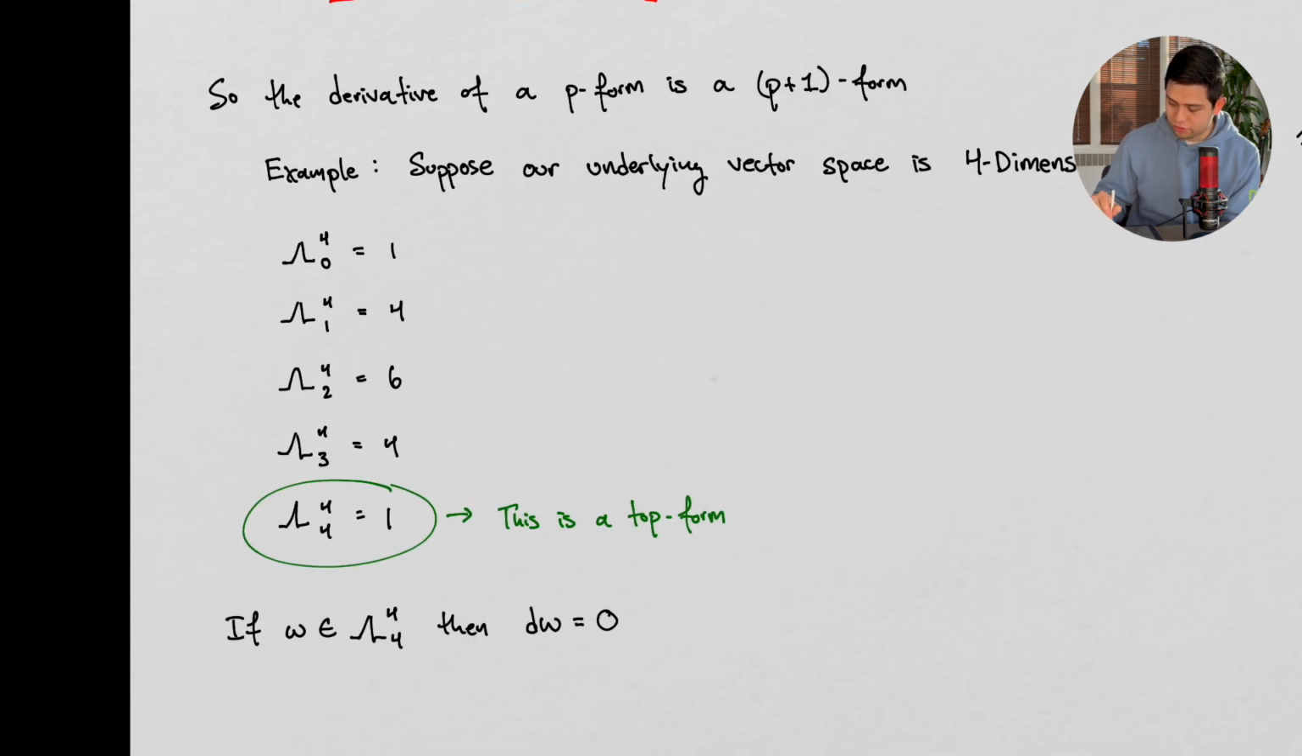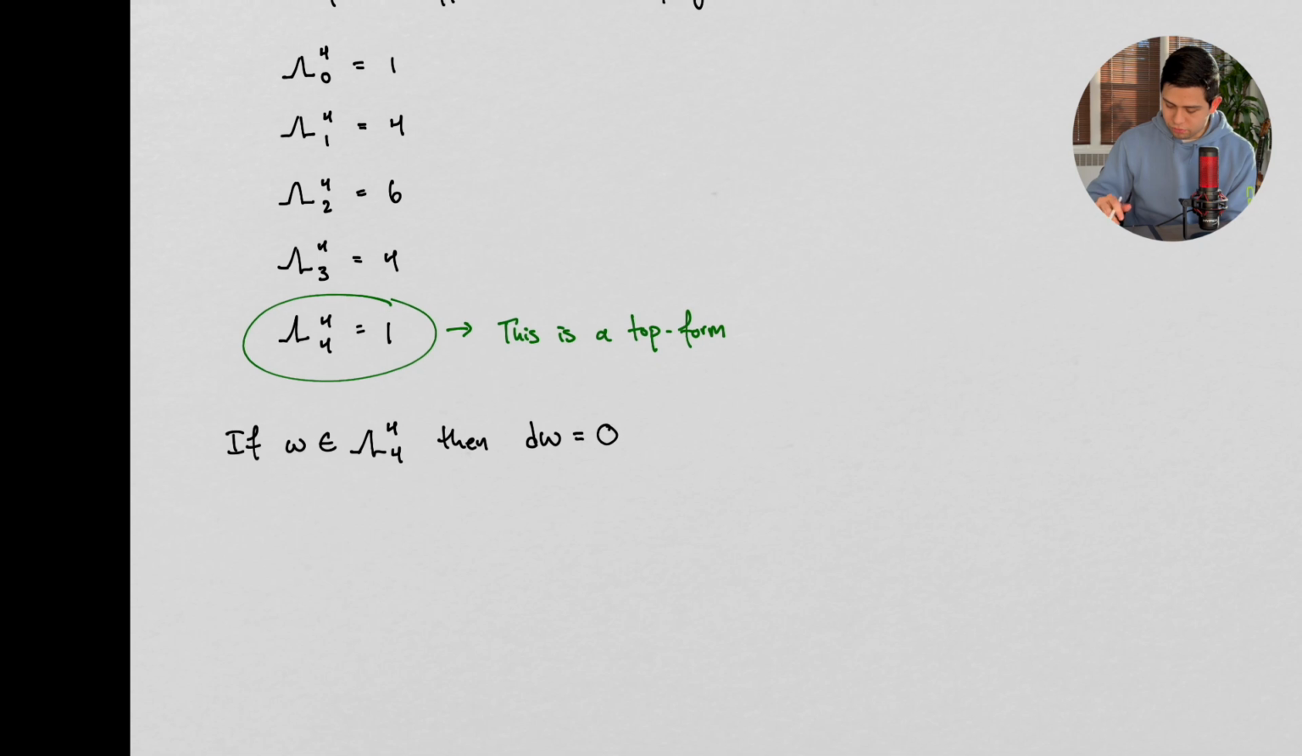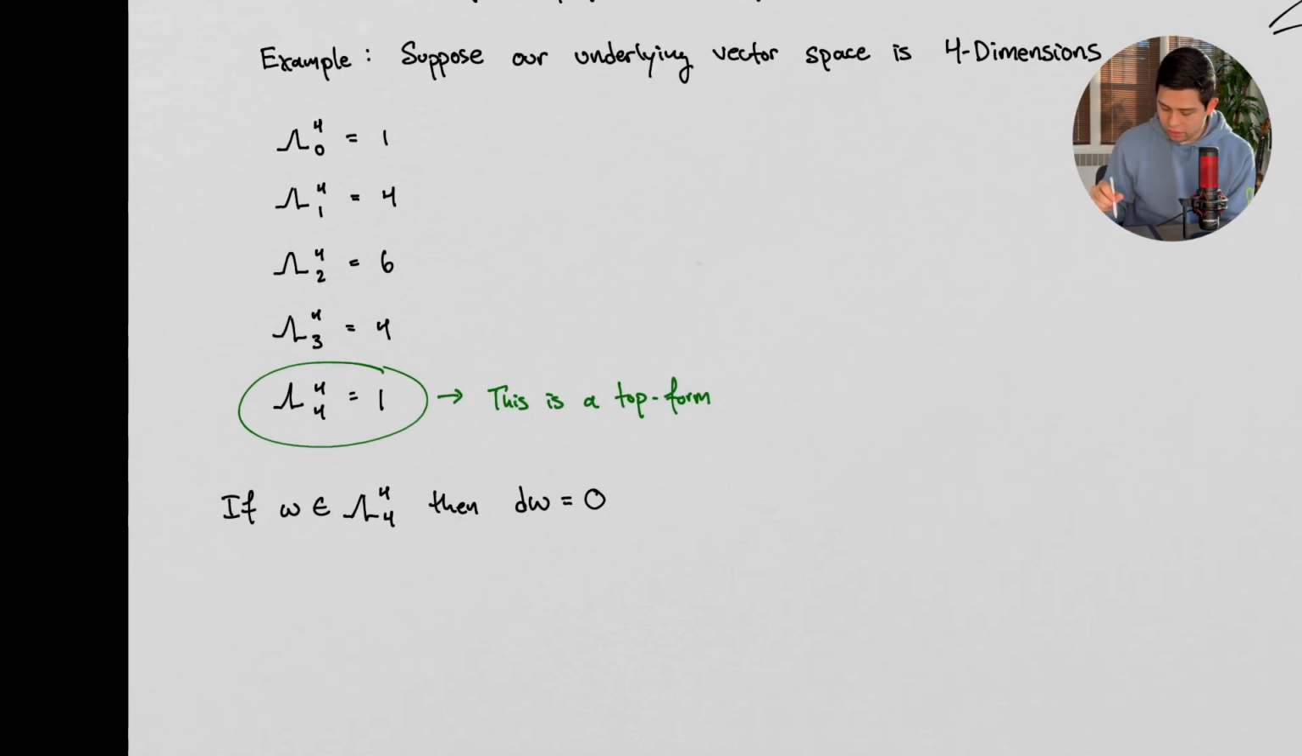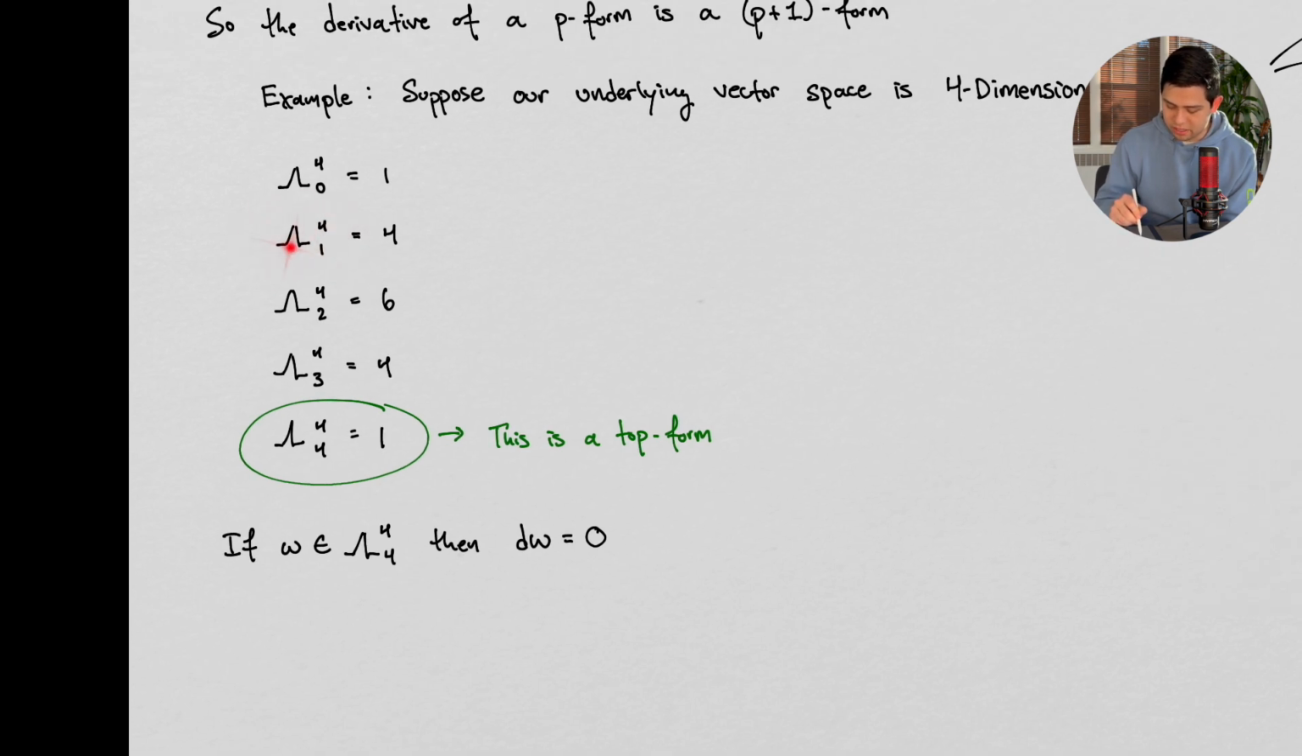So suppose our underlying vector space, again, is 4 dimensions. This is our top form right here. We have all these dimensions for our spaces. If omega is a top form, then d omega equals 0, right? Because you can't get anything higher than a top form. So if omega is part of, say, this space, right? The derivative is going to be in this space, okay? Because it's p plus 1.